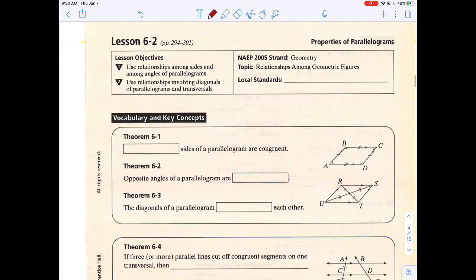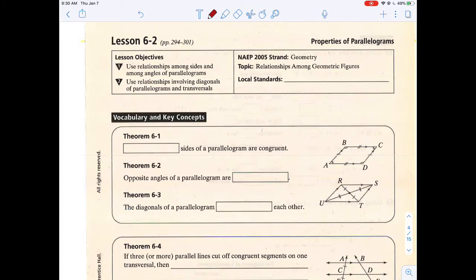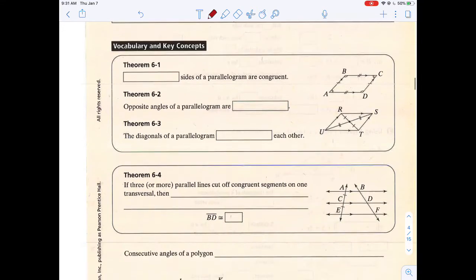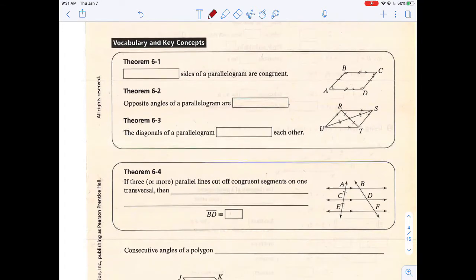Okay, lesson 6.2 is about properties of parallelograms. We have two objectives. The first is to use relationships among the sides and angles of parallelograms, and the second is to use relationships involving the diagonals of parallelograms and transversals. So, a couple of theorems here.